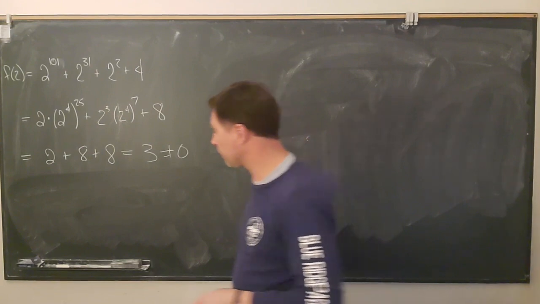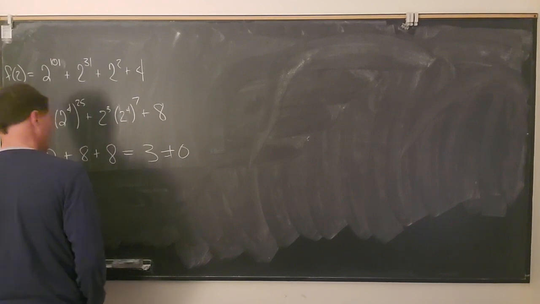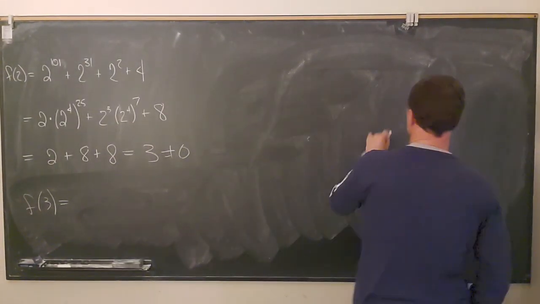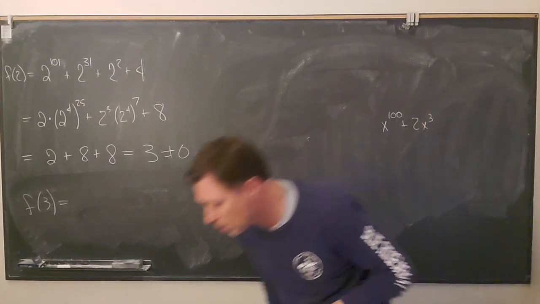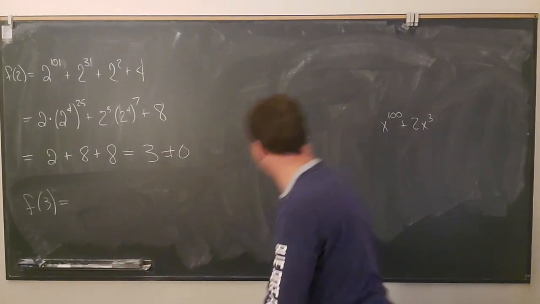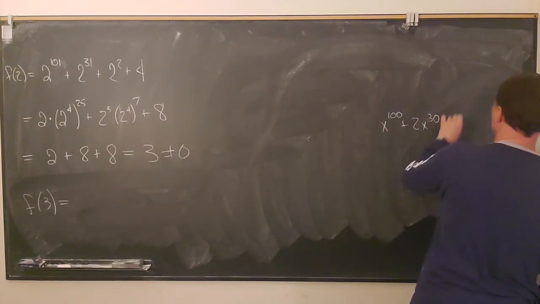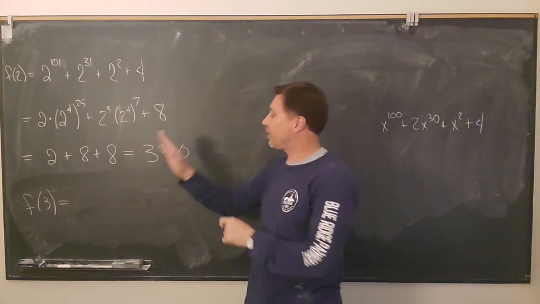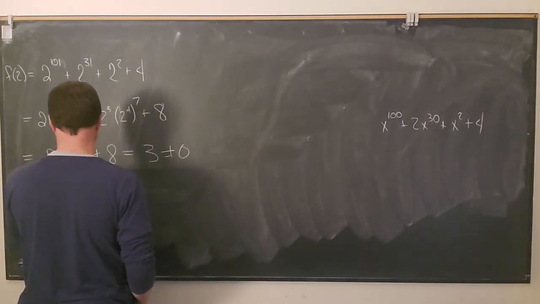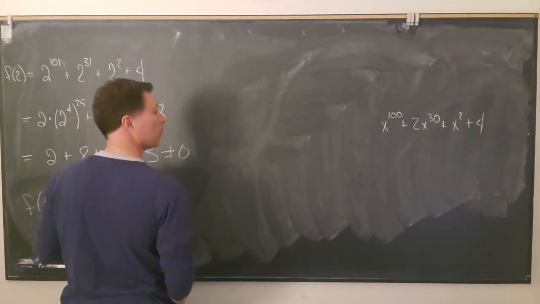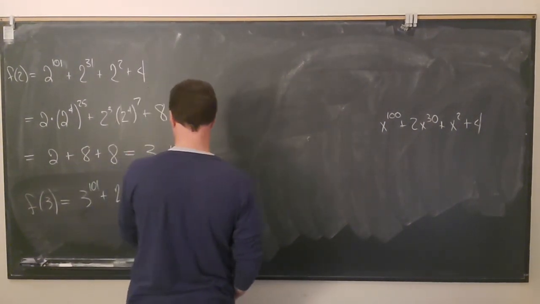Okay, now for 3, so we have f of 3 is equal to, oh, I erased my polynomial over there. What was it? X to the 101 plus 2x to the 30 plus x squared plus 4. As you might be able to tell, I made an arithmetic mistake, so I'm redoing starting at f of 3. So let's see, what do we get? 3 to the 101 plus 2 times 3 to the 30th plus 3 squared plus 4.